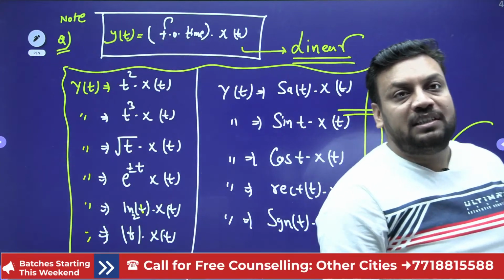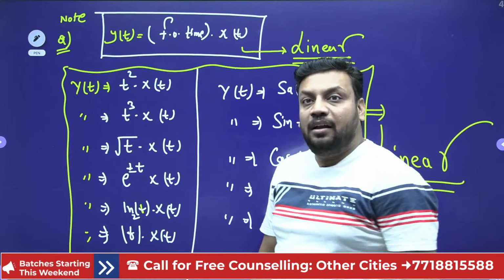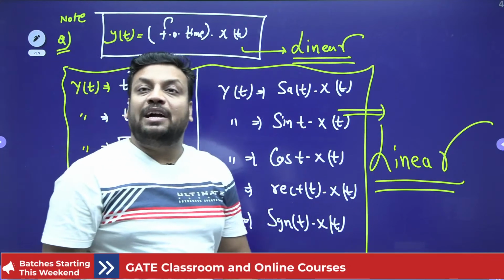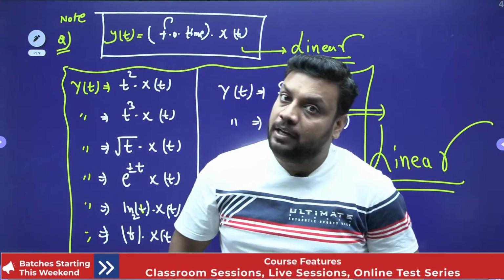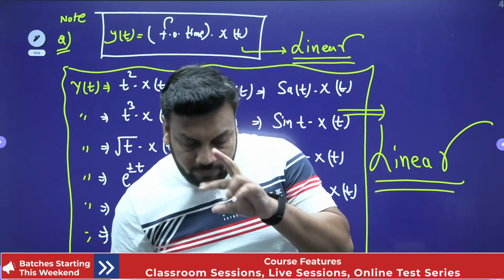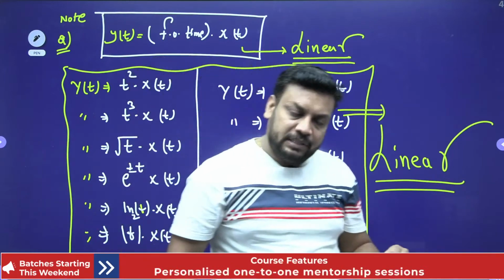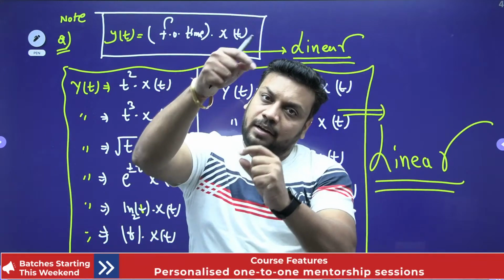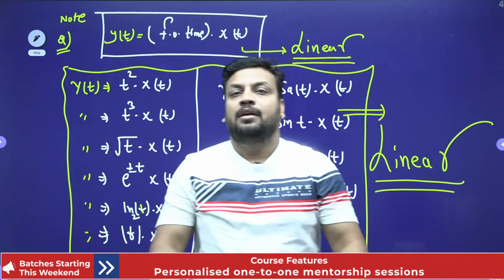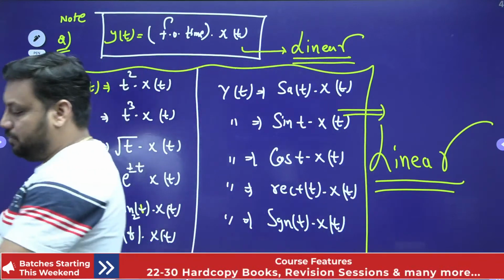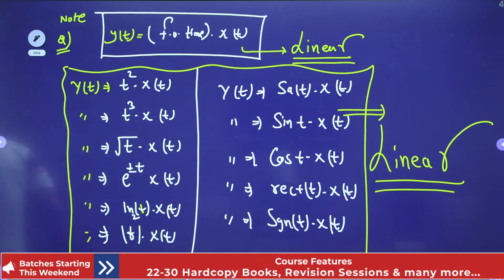Now t square x(t) is linear, but x square t is non-linear. Sin of x(t) is non-linear, but sin t into x(t) is linear. There is a difference between sin x(t) and sin t dot x(t). I hope you are getting the difference. E to the power x(t) is non-linear, but e to the power 2t into x(t) is linear. Yes or no? Is this clear? How many of you are getting this?